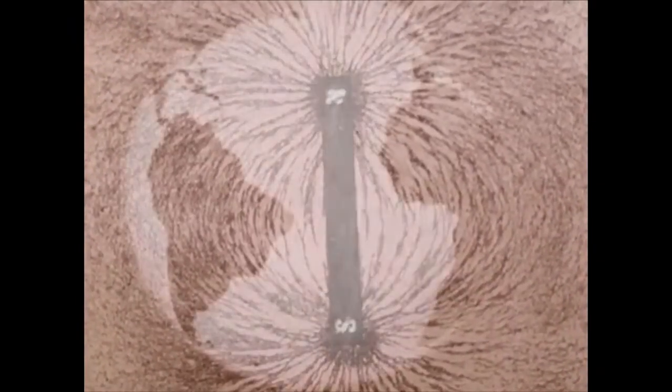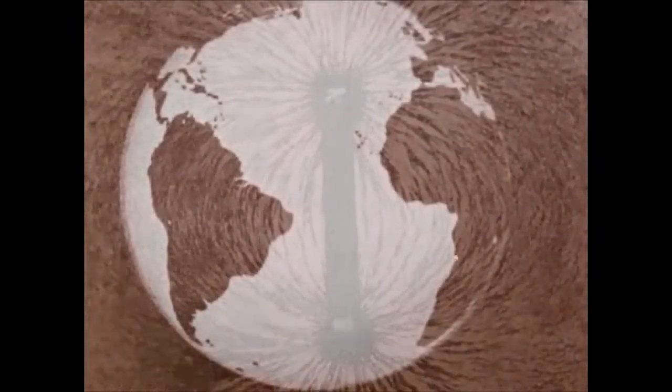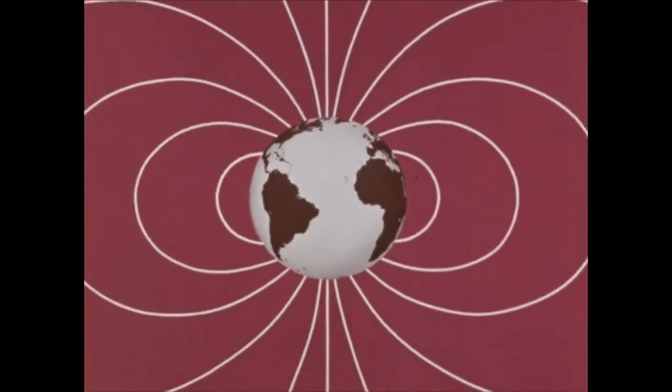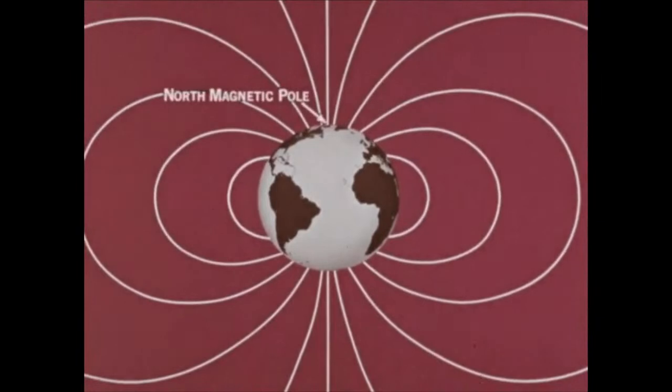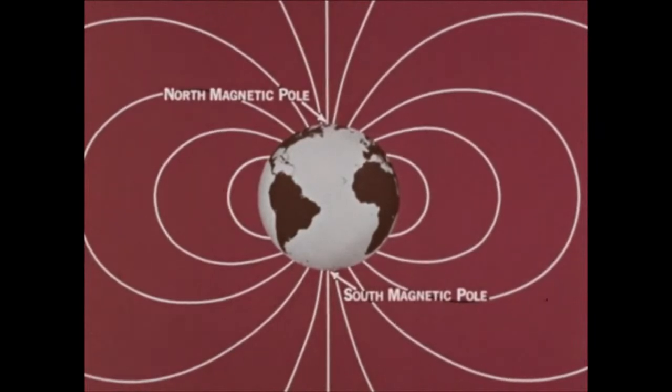The same is true of the magnetic field of the Earth. Here also, imaginary lines of force connect two opposite poles, the north magnetic pole and the south magnetic pole. But there is a difference between the positions of these magnetic poles and the geographic poles.